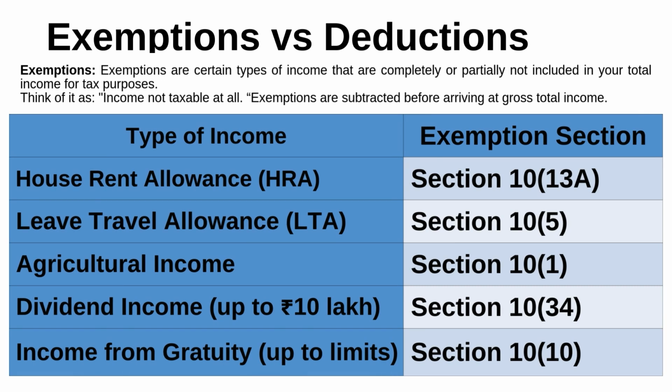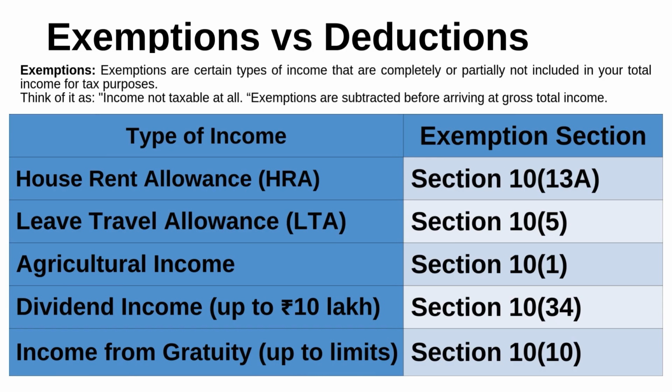What are the various types of exemptions? For example, we have the HRA, house rent allowance, covered under section 10(13A). Then we have the leave travel allowance. Agricultural income comes under section 10(1). Dividend income, and we have income from gratuity, covered under section 10(10). So all these are examples of exemptions.